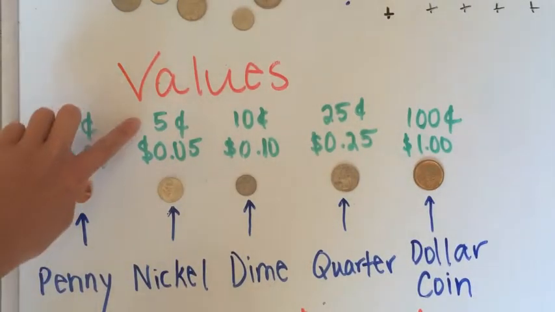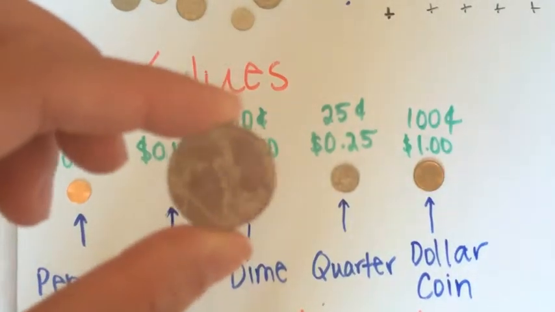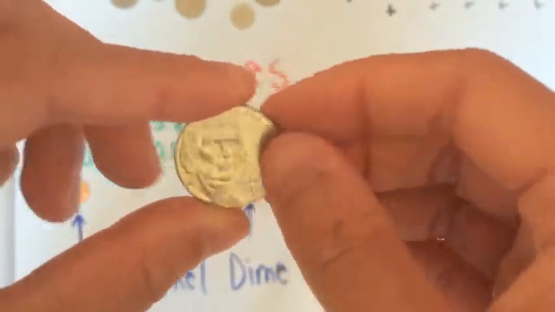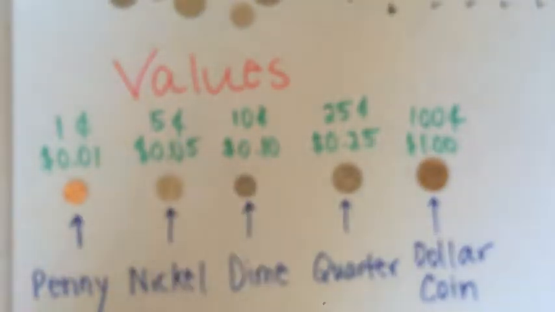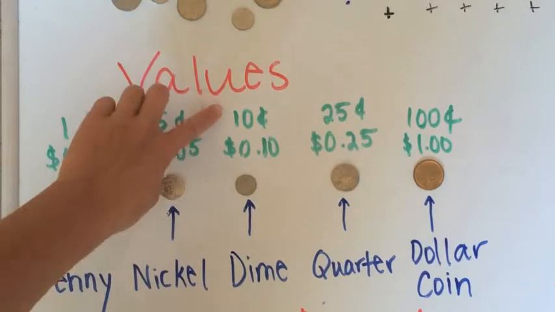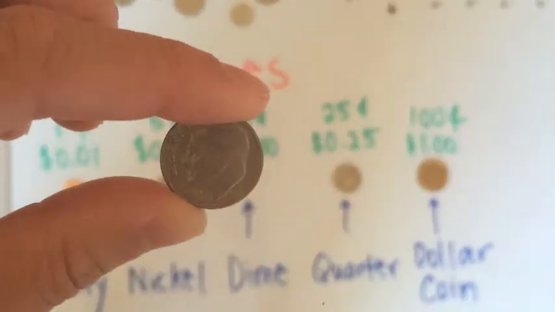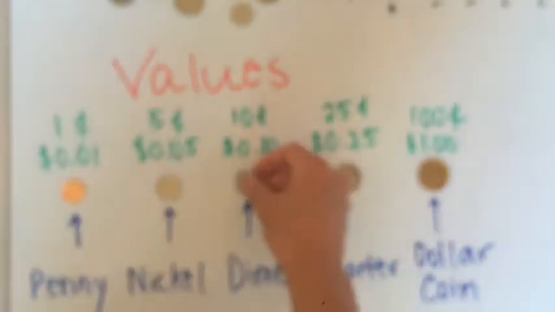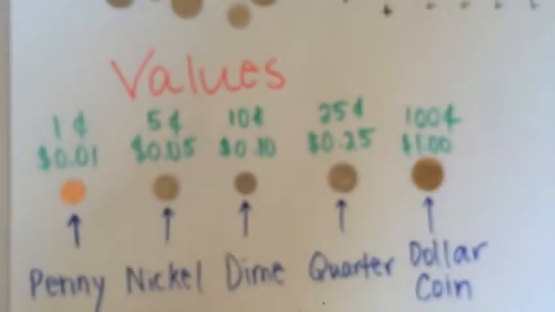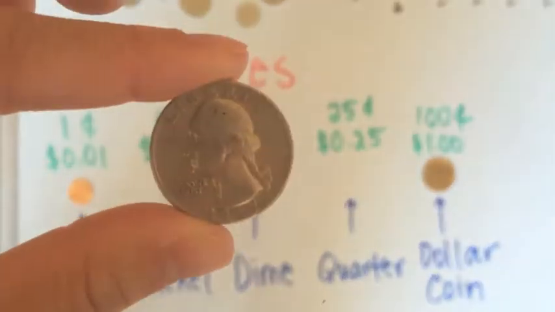Next is the nickel, which is worth 5 cents or 5/100ths of a dollar, and President Thomas Jefferson is on the face. The dime is worth 10 cents or 1/10th of a dollar, and the face has President Franklin Roosevelt on it. This next coin is called the quarter and is worth 25 cents or 25/100ths of a dollar. President George Washington is on the face.